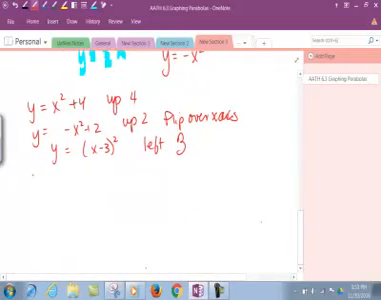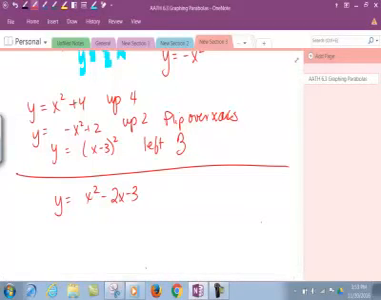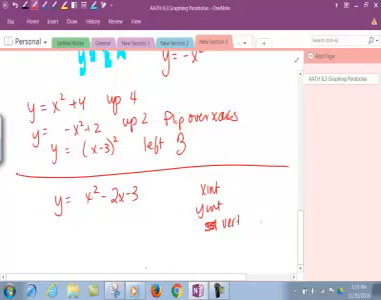Let's talk about how we graph quadratics that are in the form such as this. If I give you y equals x squared minus 2x minus 3, our job is to graph it, and when we graph it, we want to find the x-intercepts, the y-intercept, and the vertex. And then we're also going to talk about something called the axis of symmetry.